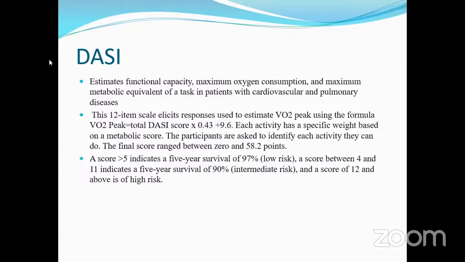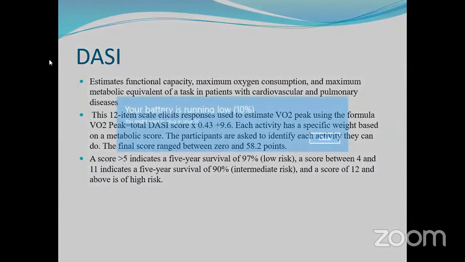What is DASI? DASI is an instrument that was actually coined.